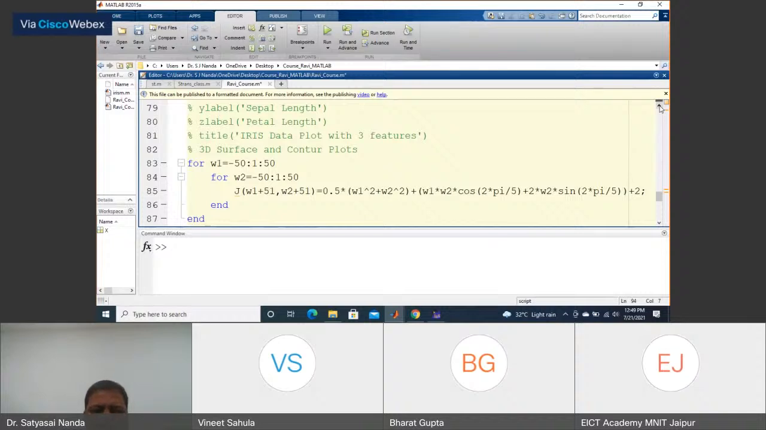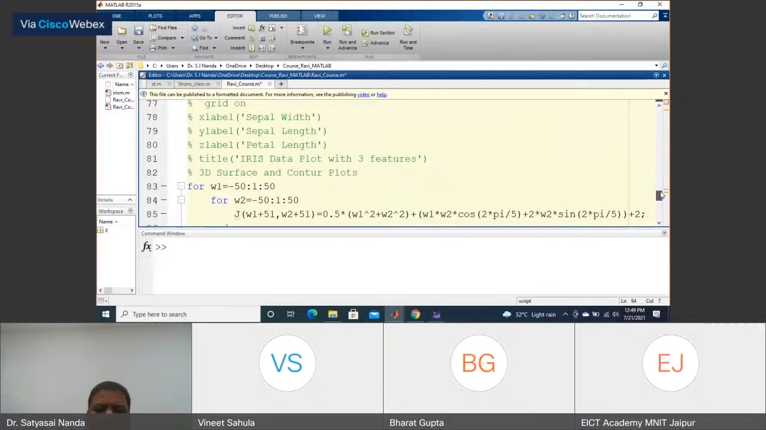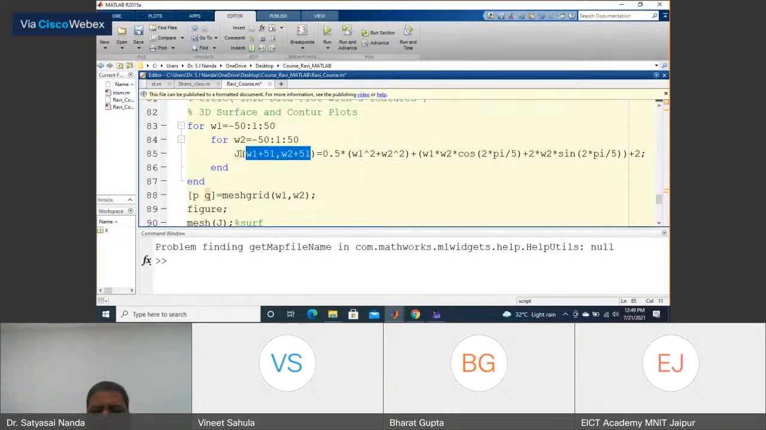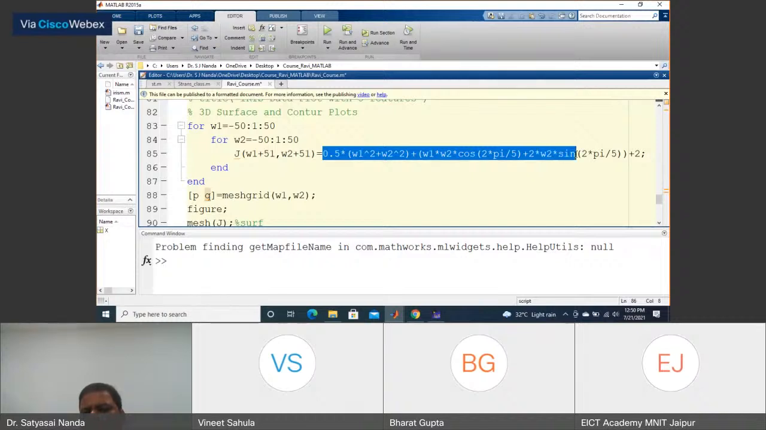So here, to demonstrate it, I have taken two variables on the x and y axis. W1 is varying between -50 to 50, and W2 is another variable which is also varying between -50 to 50. So both the x and y axes are varying between -50 to 50, and the z axis is a function of x and y. If you observe, J is a function of W1 plus 51 plus W2 plus 51. It is a function with W1 square plus W2 square, and W1 W2 into cos 2 pi by 5, 2 into W2 sin 2 pi by 5 plus 2. Like this, it is a nonlinear function.